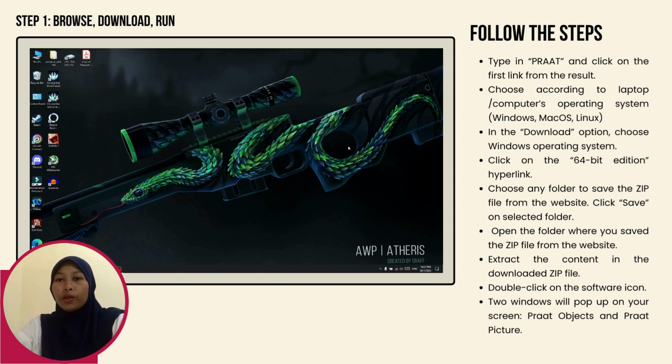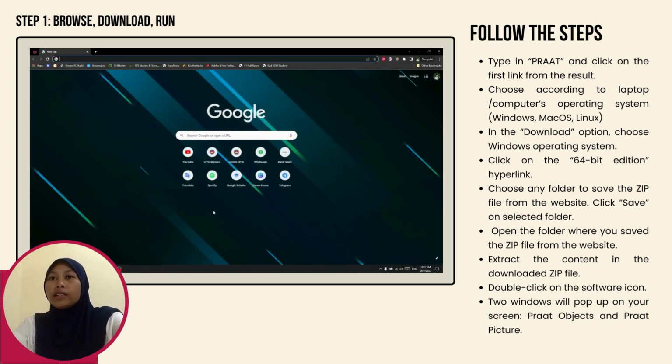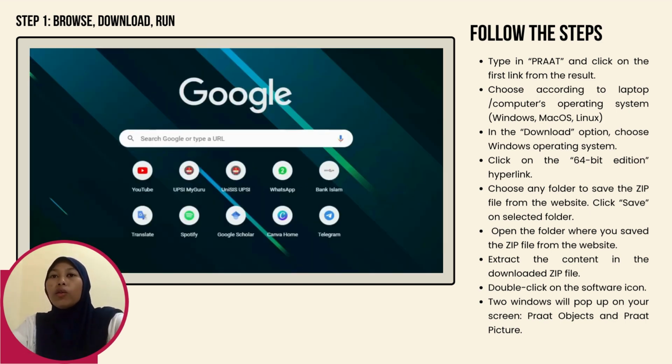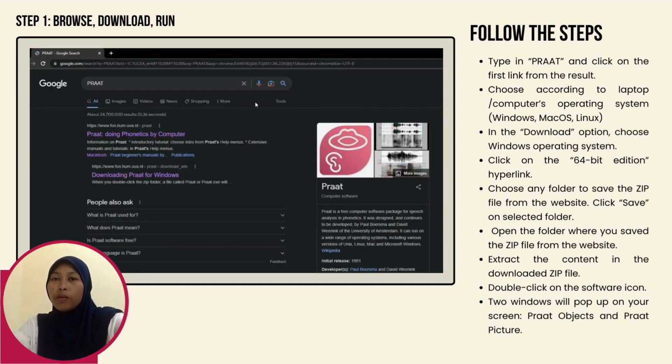I will be explaining how to download and install Prad on our computer and laptop. So, in order to install Prad, we have to go to any website that we prefer, such as Chrome, Firefox, or Opera. So, our group have chosen to browse the Prad on Google Chrome. So, on the search engine, we type Prad and click on the first link from the result. The link will lead us to the Prad website.